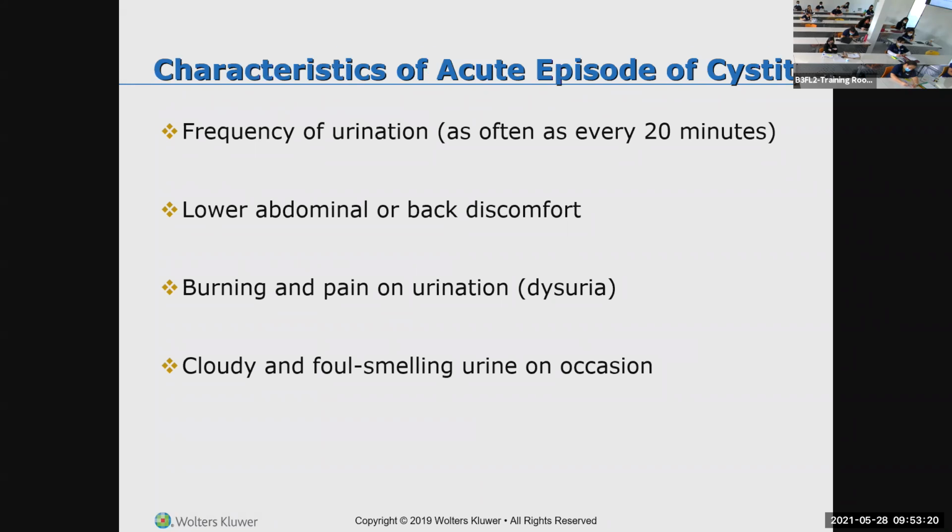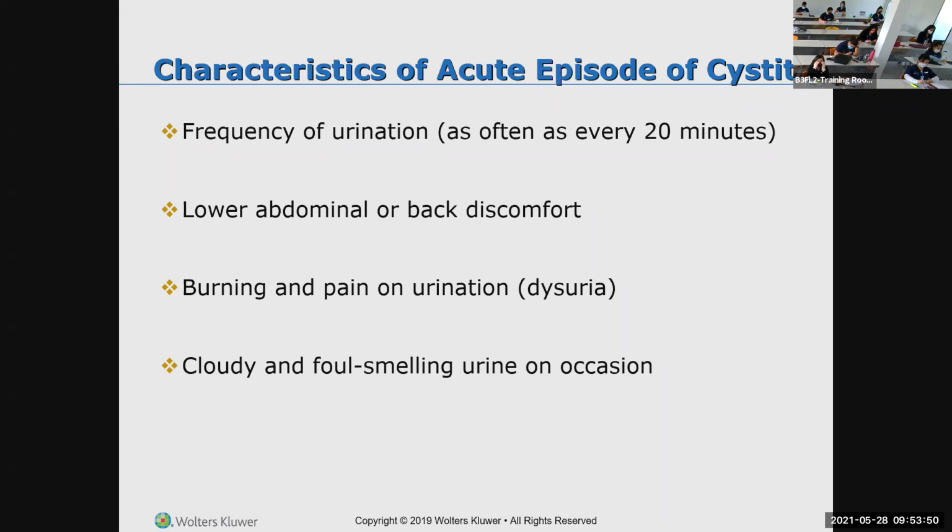Okay. Now, it is about the acute episodes of cystitis. Frequency of urination as often as every 20 minutes, visiting the bathroom. Lower abdominal or back discomfort.